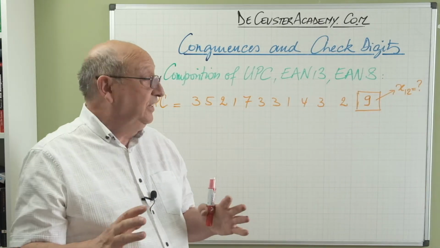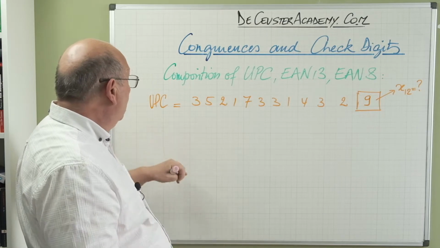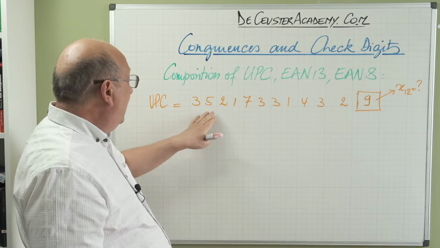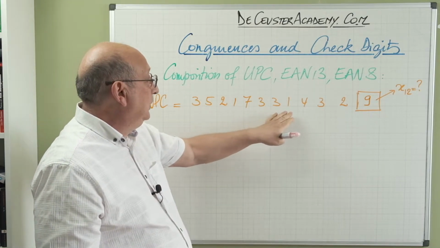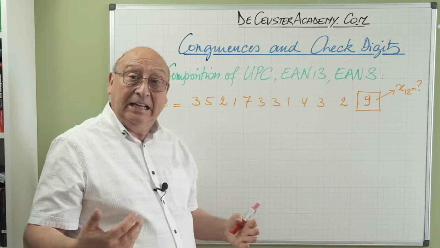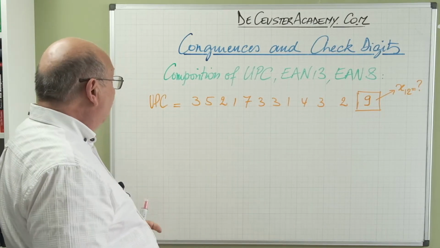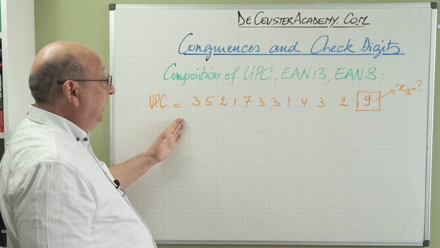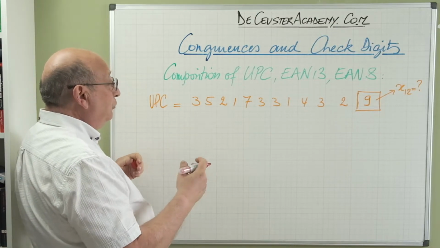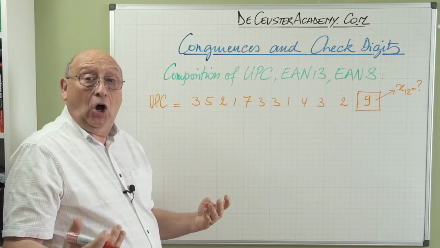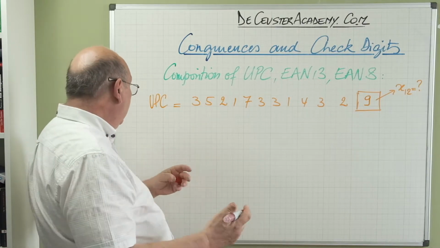Let's now verify if the number, the UPC code 3521733143229, is correct. What we have to do? Well, we have to start from the left to the right, and we have to multiply all odd positions with 3.